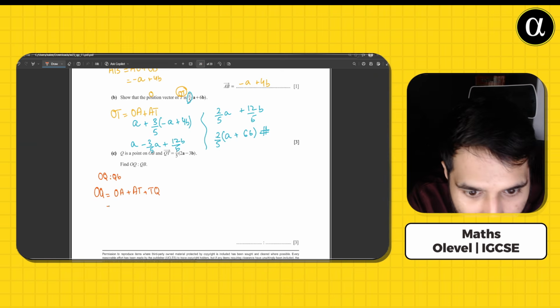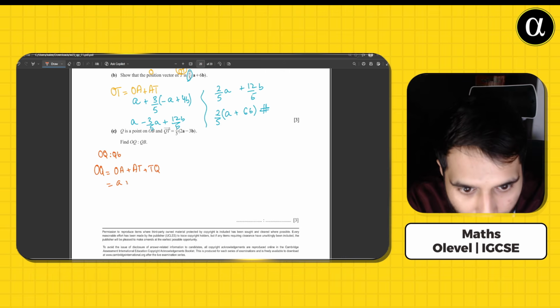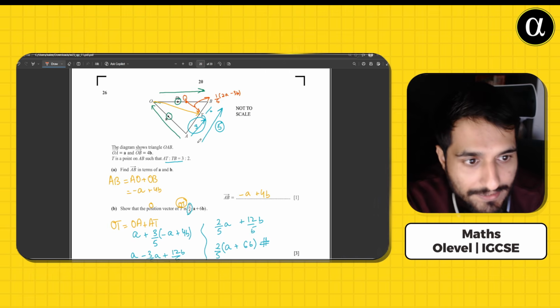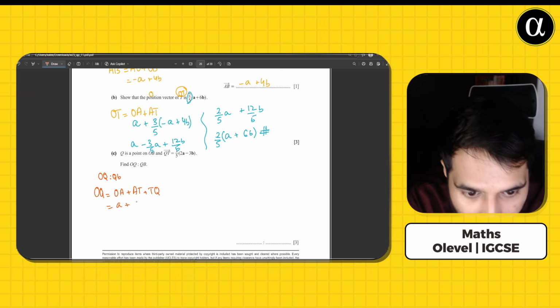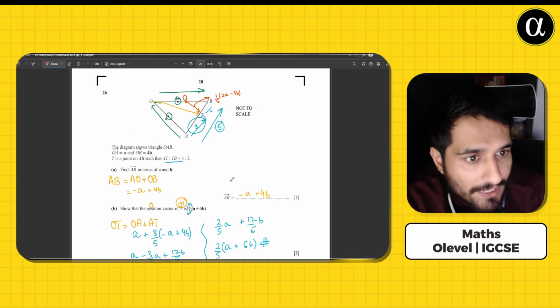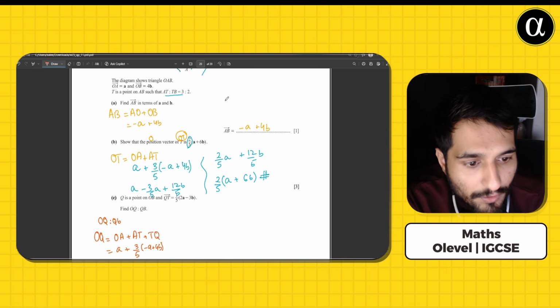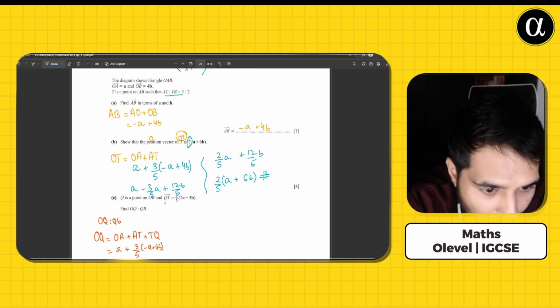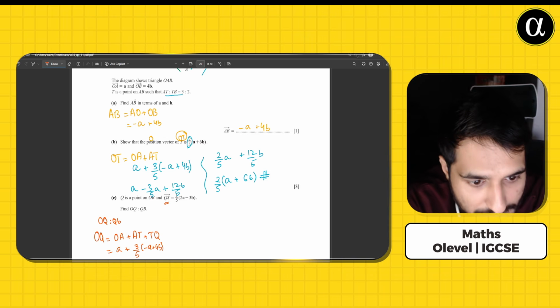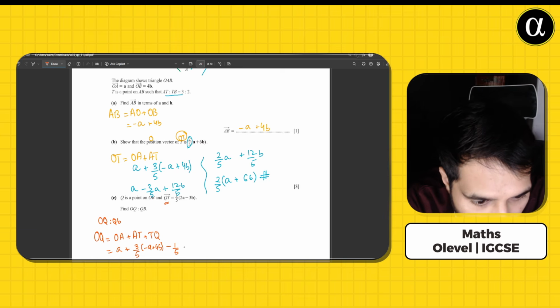Do we have the values? Yes, we do. The value for OA is going to be A. The value for AT is going to be, as we discussed earlier, 3 over 5 times minus A plus 4B. And the value for TQ is going to be negative of QT. Why? Because we are not following the examiner's instructions, we are using it the other way around. So it's going to be minus 1 over 5 of 2A minus 3B.